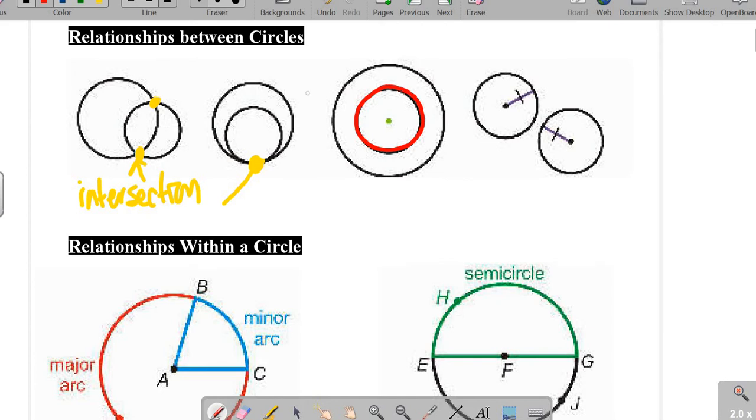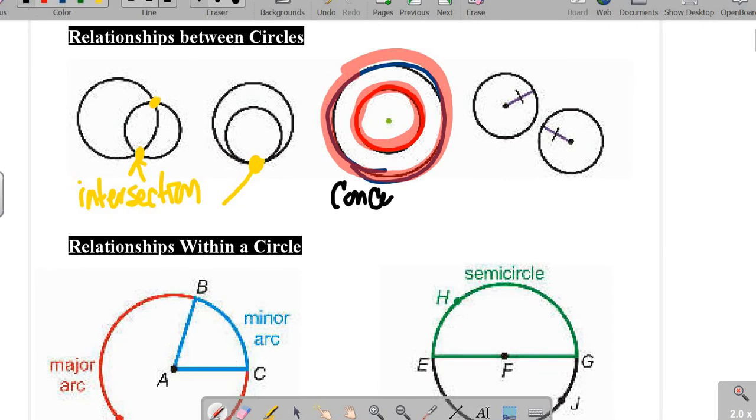Physically trace the red triangle. Trace it, please. Or, excuse me, circle. Physically trace the blue. Notice the red and the blue have the exact same center. We would call these concentric circles. Con means with, centric, center, with the same center.